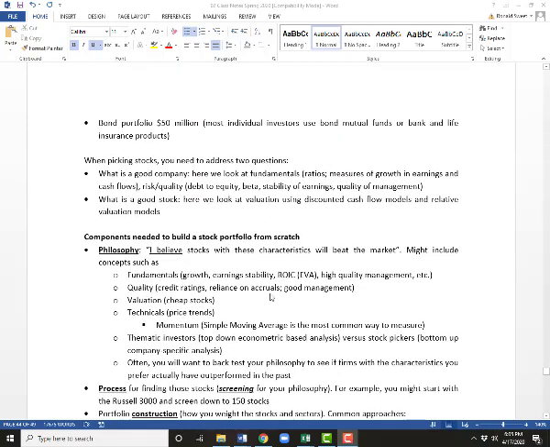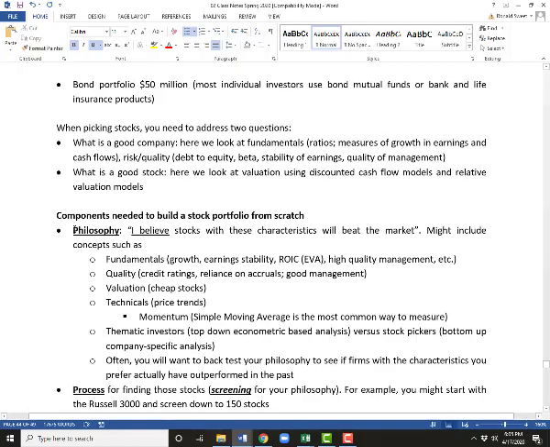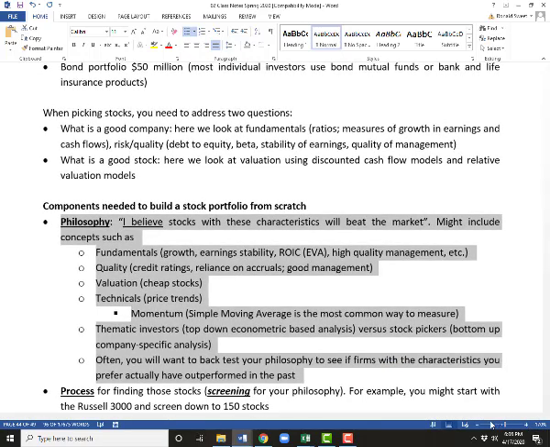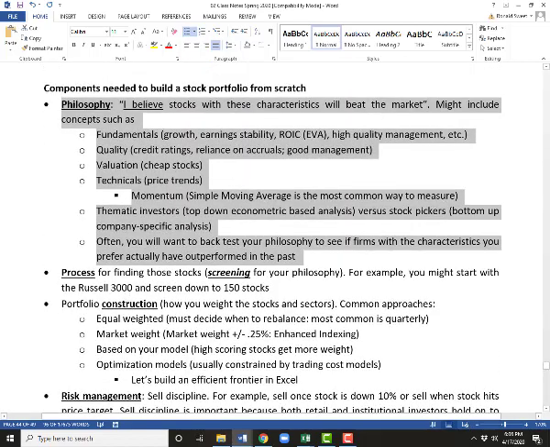Let's continue from where we were last class. We were talking about building a portfolio from scratch. So we spent some time talking about philosophy. And again, I encourage you, write down your own philosophy. If you have to borrow from somebody else, try to put it in your own words. Have some philosophy, knowing that you're definitely going to change your mind over time as you get experience, but just put something down to get started.